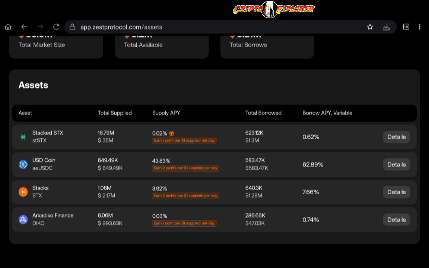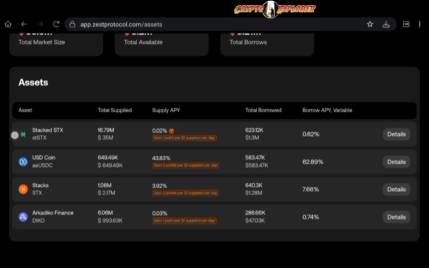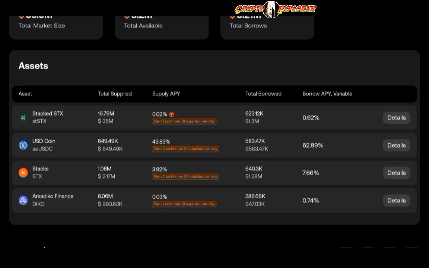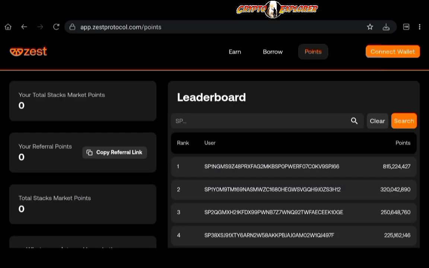And again, while I was comparing it to Aave, we see here on the assets that it's still very shallow when compared to Aave. So there's still a long road to go with Zest, but the potential is still here. Especially because they also have their own points system. So this is, again, hinting at a possible airdrop in the future, and a token for Zest can prove to be quite valuable.